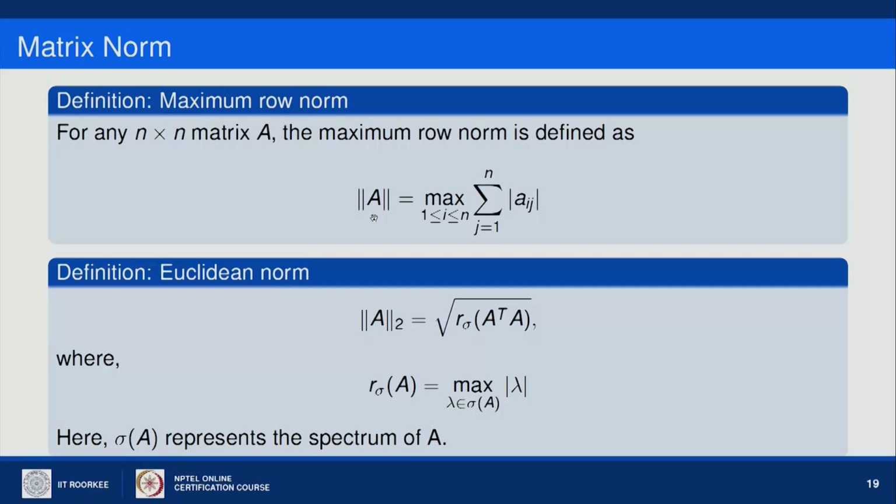The third norm we are going to define here over the set of matrices is the Euclidean norm, and that is given by the square root of R of A transpose A, where R of A is given by the maximum absolute value of lambda, and lambda is an eigenvalue of A. It means the maximum over all the eigenvalues in terms of absolute value.